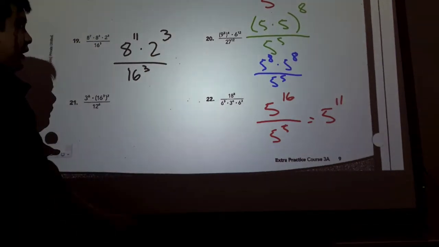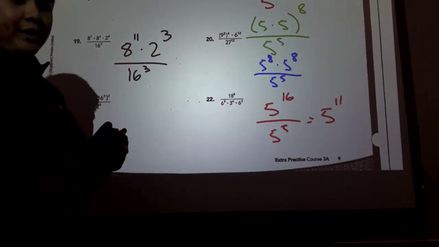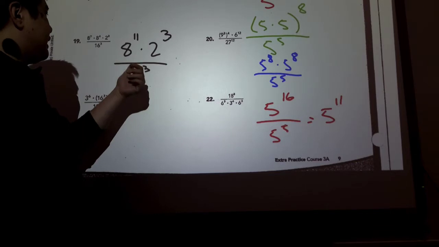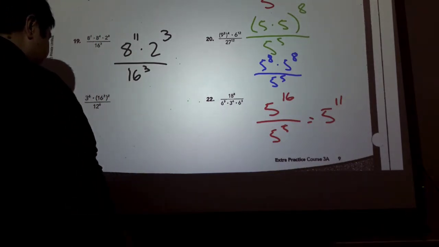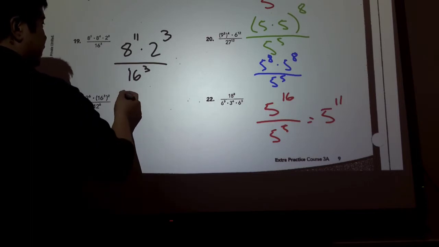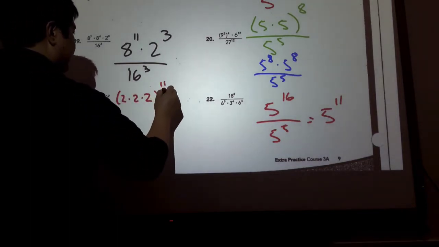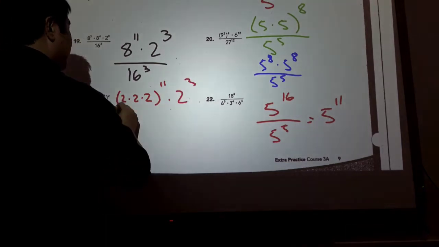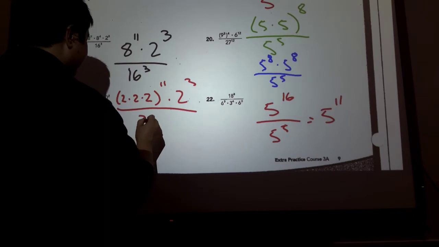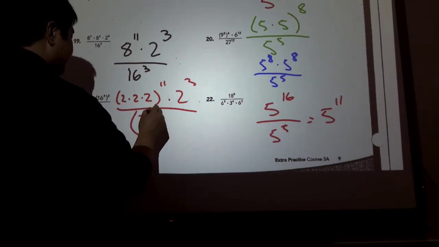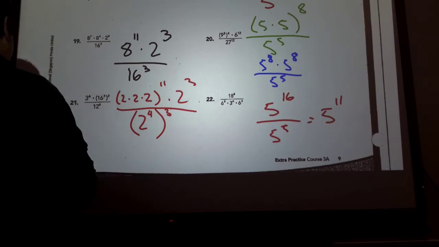At this point, we could combine these two right here. Okay. But I think a simpler way than doing that is to take a look at 8 and 16. And we know that 8 is 2 times 2 times 2, so (2 times 2 times 2) to the 11th times 2 to the 3rd over, we know that 16 is 2 to the 4th, to the 3rd.